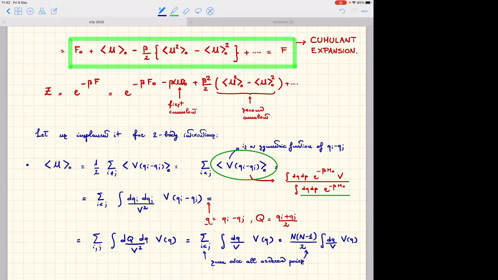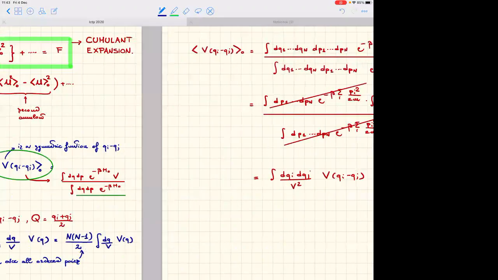Now, how many unordered pairs? It means that the order within the pair doesn't matter, so that q1, q3 is the same pair as q3, q1. So it's divided by 2. So this is just the number of unordered pairs. You see?